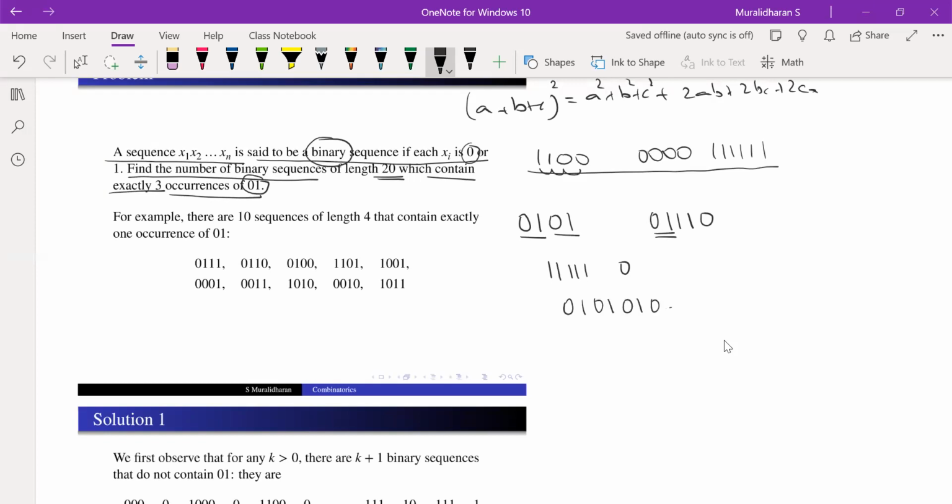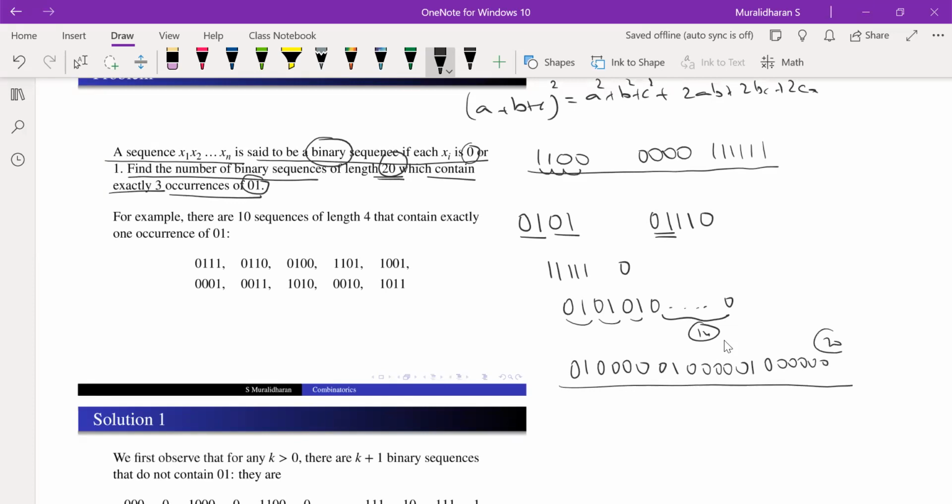Or 0, 1, 0, 1, 0, 1. Then I have 6. If I just add 14 zeros, this is one such sequence whose length is 20 but has exactly 3 occurrences of 0, 1. Or like 0, 1, 0, 0, 0, 0, 0, 1, 0, 0, 0, 0, 0. How many are there? 2 plus 5 is 7, 8, 13, and 1, 14, and 6 zeros. This is another sequence which has length 20 and exactly 3 occurrences of 0, 1.